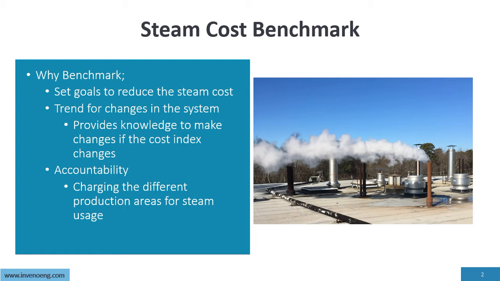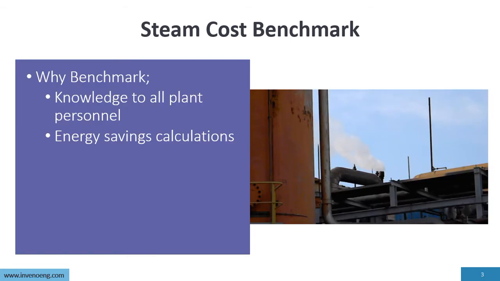Accountability. Charging the different production areas for steam usage. If we don't charge people for steam, it's free. Knowledge to all plant personnel. So it gives plant personnel knowledge. So if we go by this here venting to atmosphere, the plant personnel can put a cost to that. So this here is costing the plant roughly around $55,000 a year. But if we don't have a steam cost, then venting has no impact to the system.